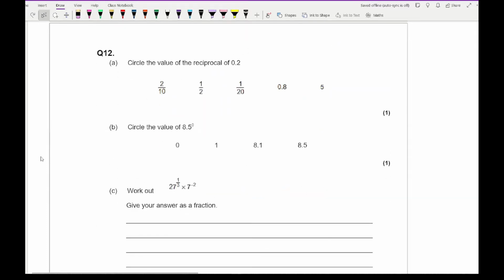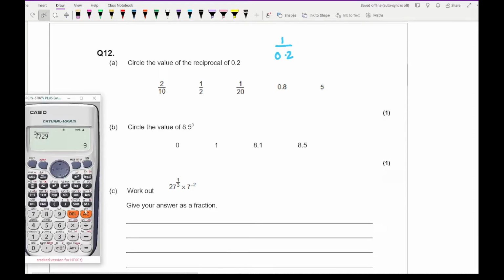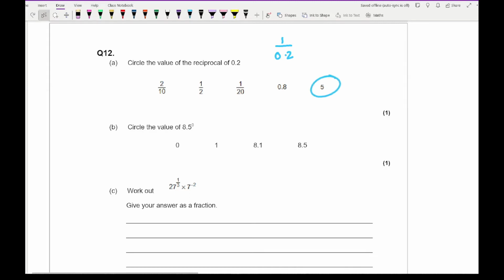Then with question 12, it says circle the value of the reciprocal of 0.2. So that's going to be 1 over 0.2. And again, if you're ever unsure, it's a calculator paper. So just do 1 divided by 0.2 equals, and that gives me 5. So it's going to be our last option. The next one, circle the value of 8.5 to the power of 0. Well, anything to the power of 0 is just 1.